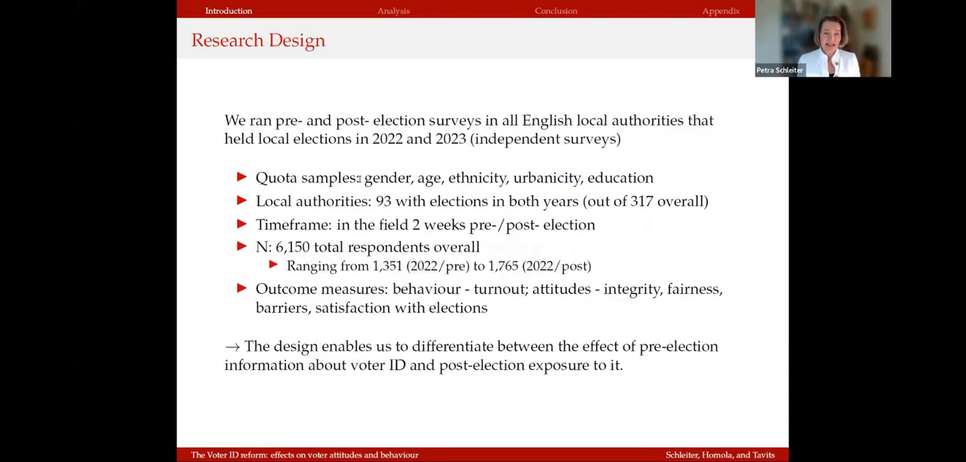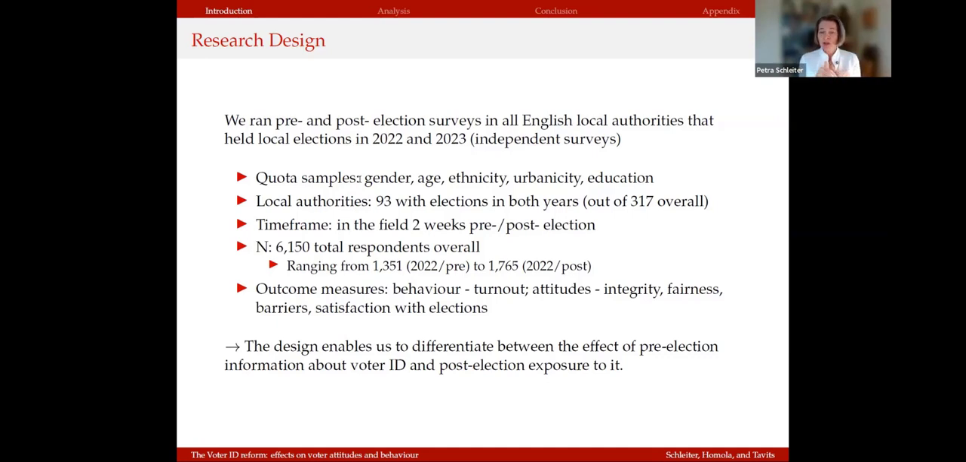So just in terms of the research design, here is the biggest difference between the study that Phil introduced and also that Alistair and Toby talked about and our study. We wanted to understand how the same population that voted in 2022 in the English local elections was affected in 2023 by the introduction of voter ID. So we want to have a baseline, which is 2022. We want to look at the same people who voted in 2022 or were able to vote in 2022 and were eligible to vote in 2023. So we're looking at pre and post-election surveys that we ran in all English local authorities that held local elections in 2022 and 2023. These are not panel studies, they're independent surveys because panel attrition is an issue.